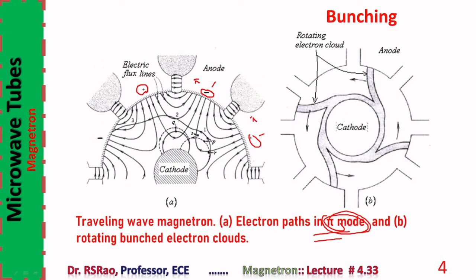Now, we consider two electrons, one electron P, another electron Q. In the absence of the RF field, the electron, after getting emitted, travels. Its path is shown, its path is like this. It turns, it comes back to the cathode. This is the path in the absence of RF.